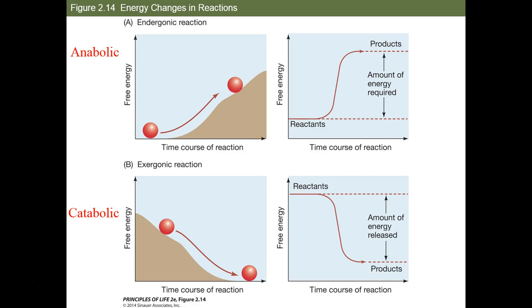Anabolic reactions are illustrated in the top two pictures here. Over the course of the reaction, there will be more energy at the end within the final product than there was at the beginning. You can see your starting energy here, and at the end of the anabolic reaction, your molecule is going to have more energy because of the combining of the molecules.